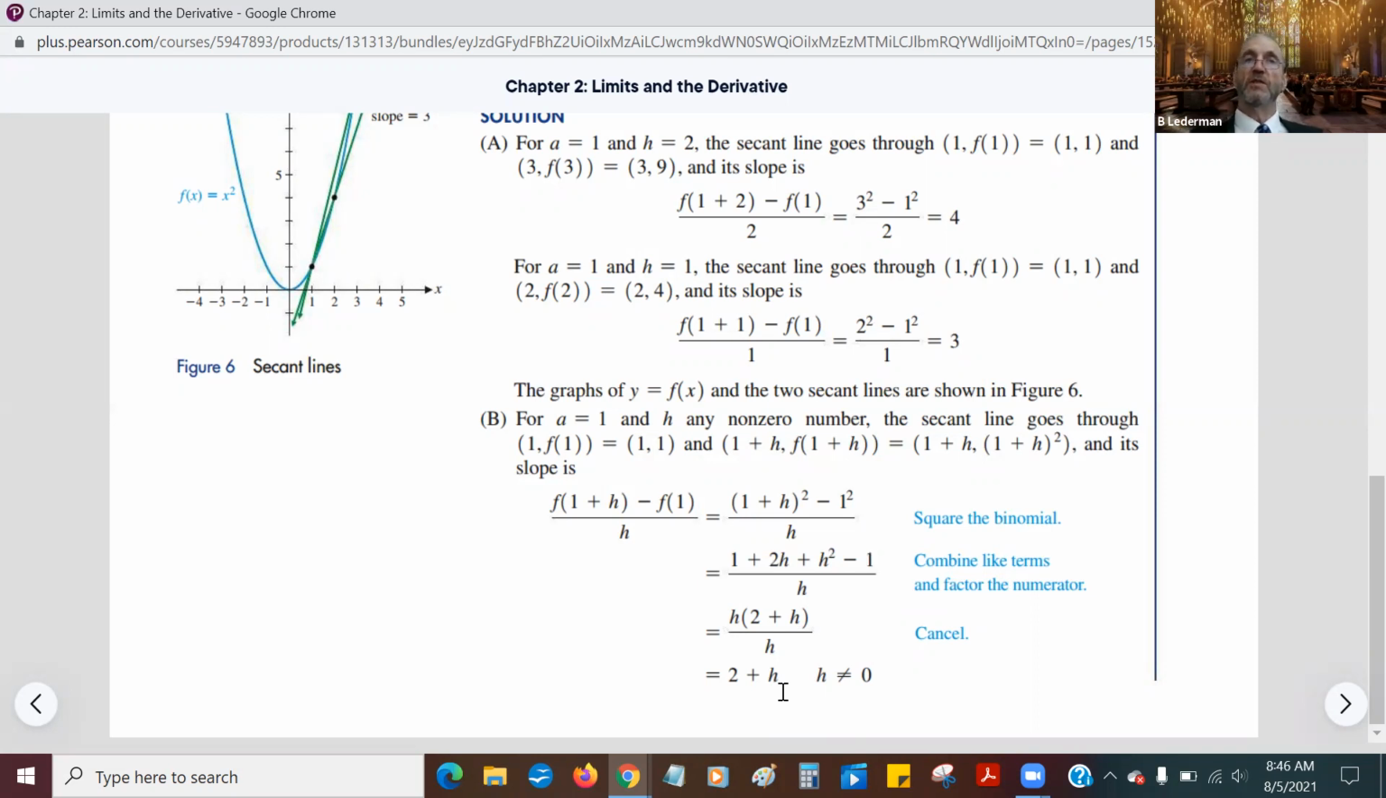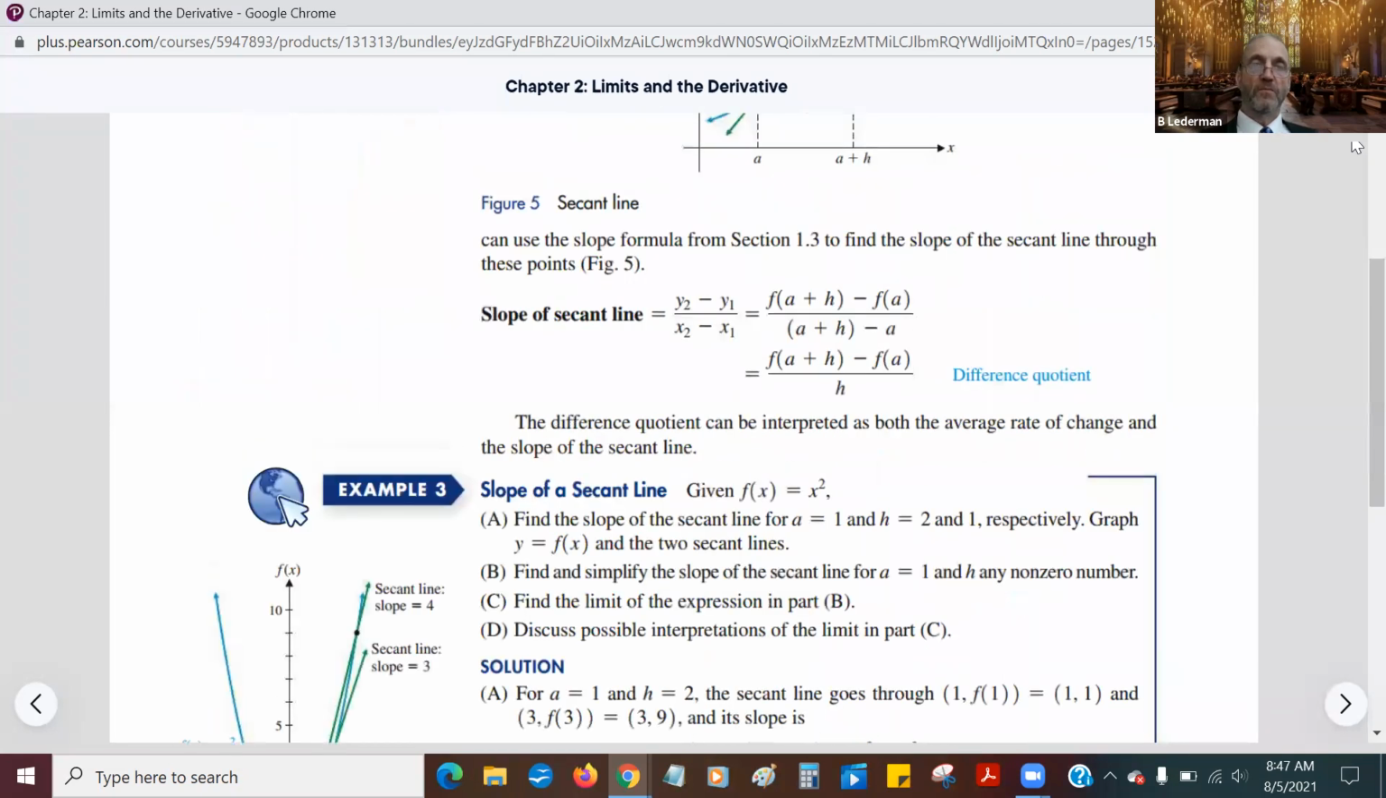Which means when h goes to 0, the secant hits the parabola very close to itself. When h becomes 0, I can't just set h equal to 0 because I have 0 on the bottom of the fraction. But as h gets closer and closer to 0, the slope gets closer and closer to 2, which means it's basically going to have a slope of 2. And we're going to see that.